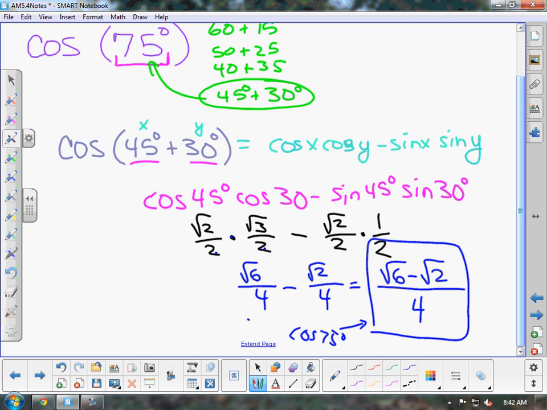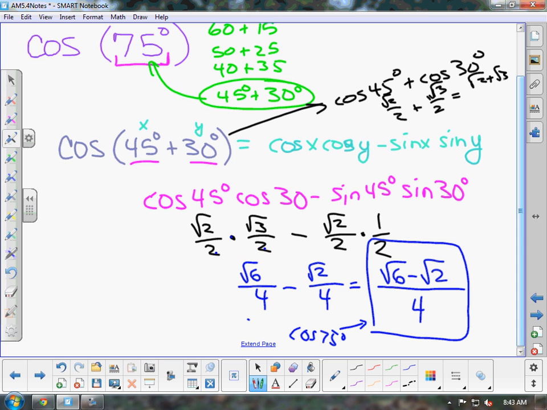And like I stated earlier, that is not the same as saying what is the cosine of 45 degrees plus the cosine of 30 degrees. That is something completely different because the cosine of 45 is the square root of 2 over 2 and the cosine of 30 is, or no, square root of 3 over 2. And that would be the square root of 2 plus the square root of 3 over 2 as an answer. Completely different. You will be doing this more often than not.